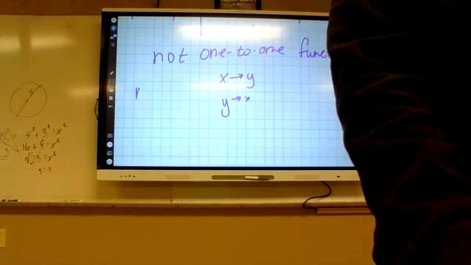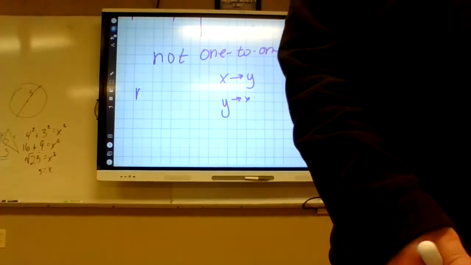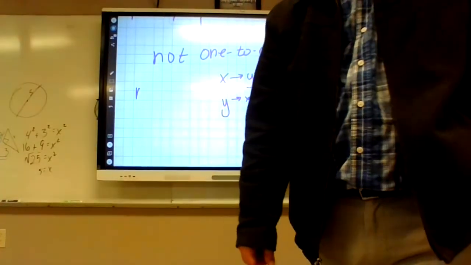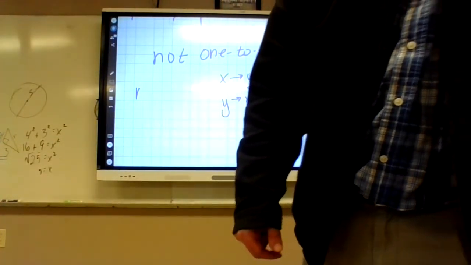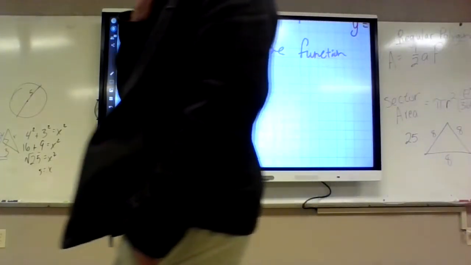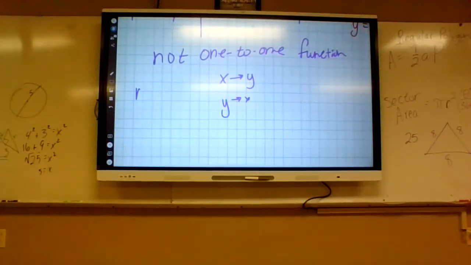Okay, number 5, sketch the graph. 4 and 5 are graphs. Or sorry, 5 and 6. 5A and 6A. So let's do a half sheet. How many people need graph paper?